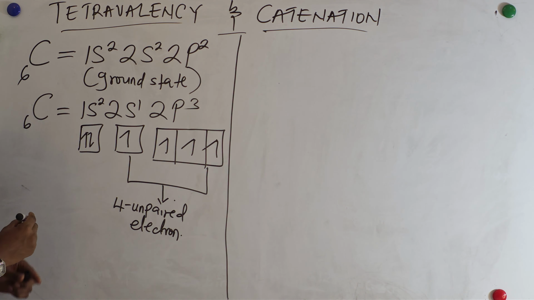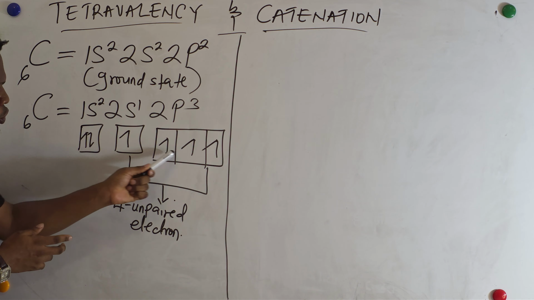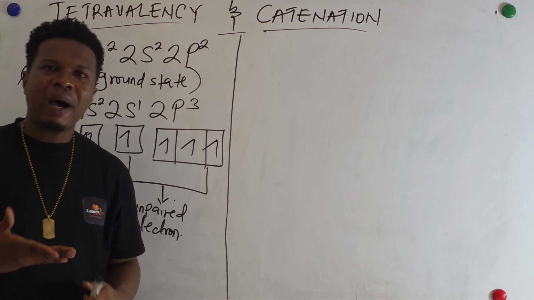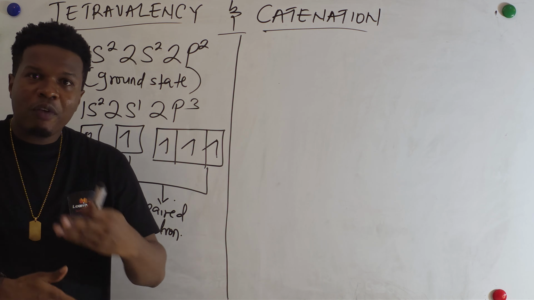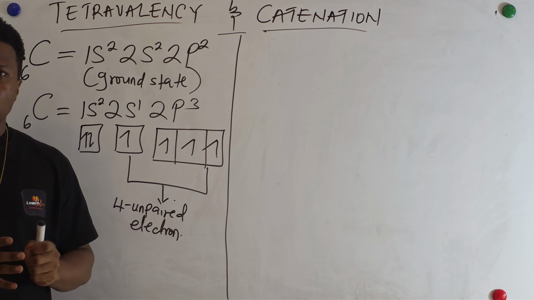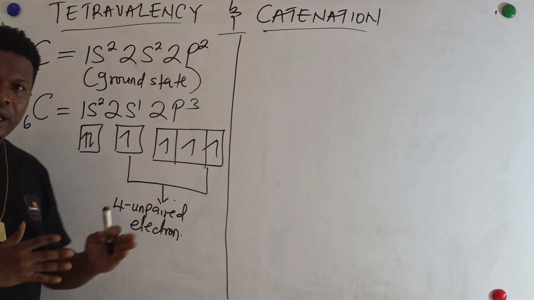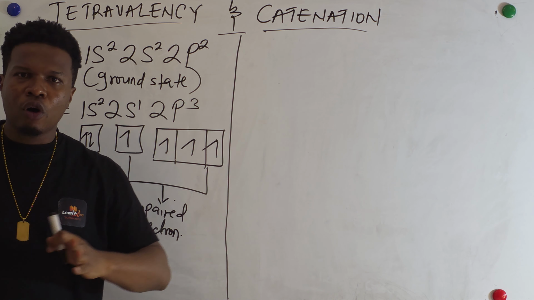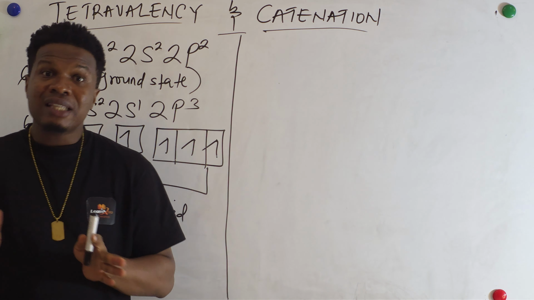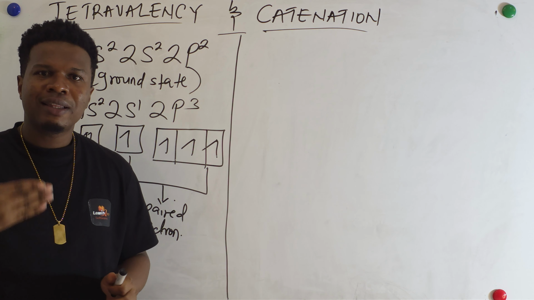Now notice that we have what we call 4 unpaired electrons here. So how many unpaired electrons are here? 1, 2, 3, 4. Now, these 4 unpaired electrons will be used by carbon to form covalent bonds because they need to become paired to become stable. So the ability of carbon to connect to 4 things, 4 different things or the same thing, is what we call tetravalency.